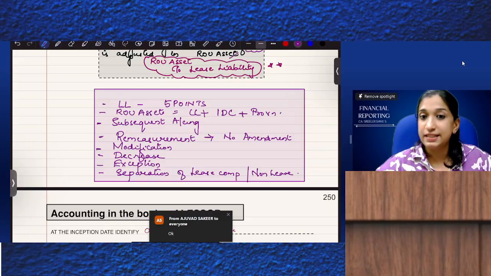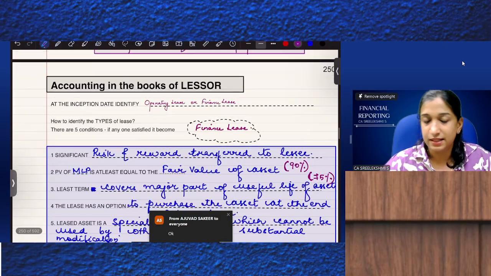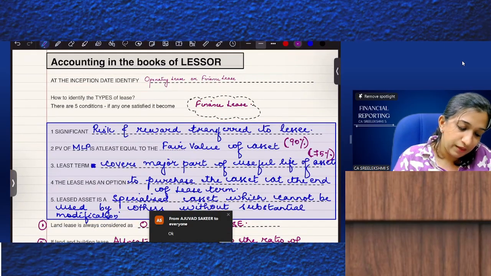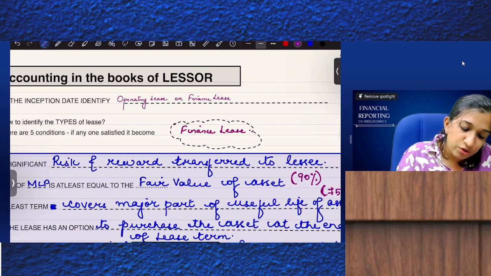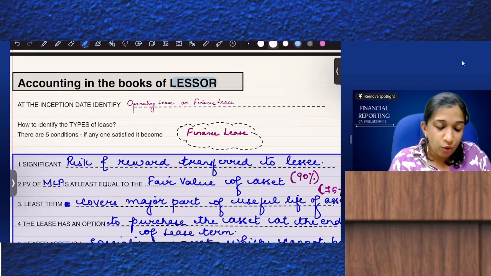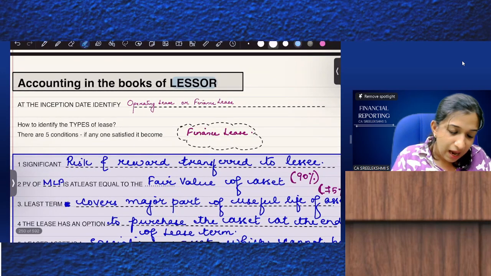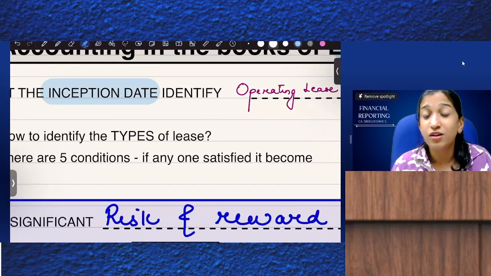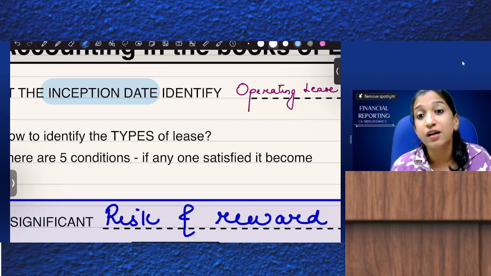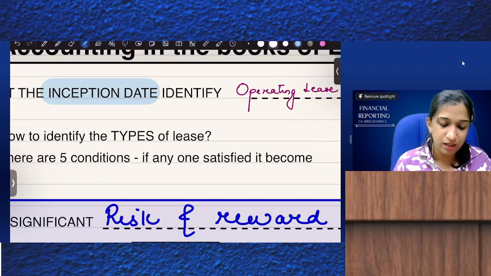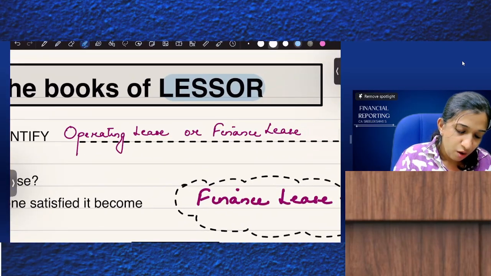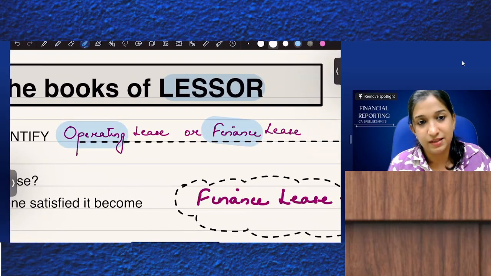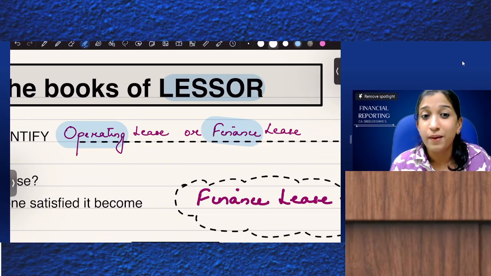Okay. Now, accounting in the books of lessor. At the inception date, what was the inception date? Contract date or commitment date, whichever is earlier. At the inception date, identify whether it is an operating lease or finance lease.